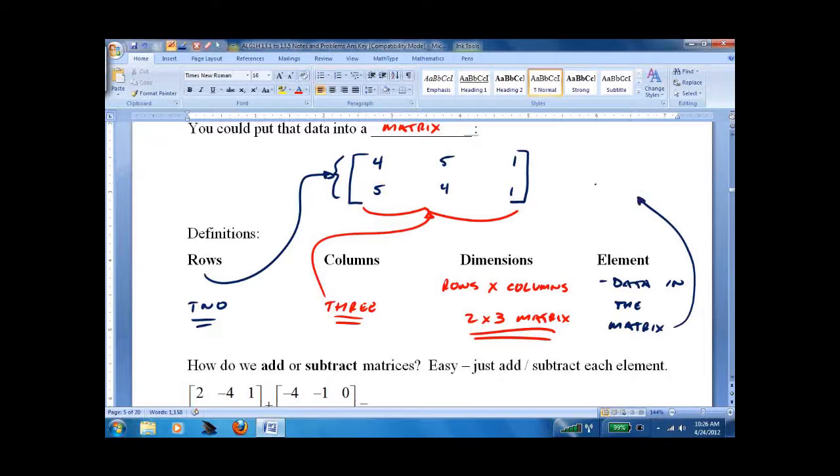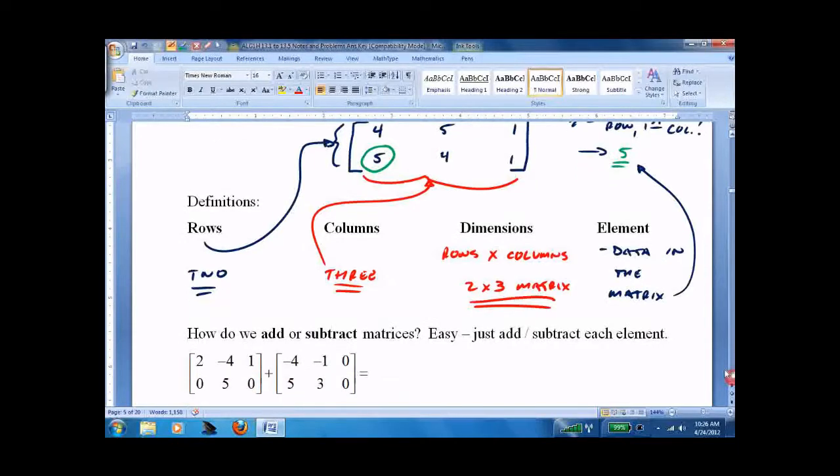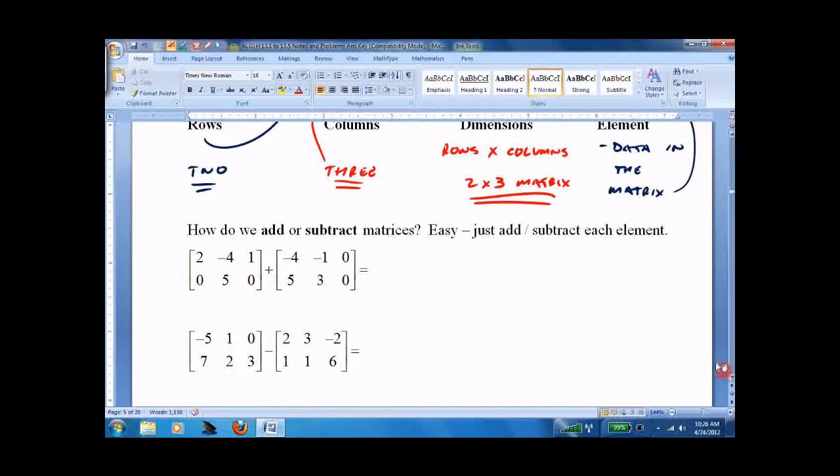For example, what is in the second row, first column? Circle it here, second row, first column, that would be 5. Now, that's really it, because the rest of this is very, very straightforward.